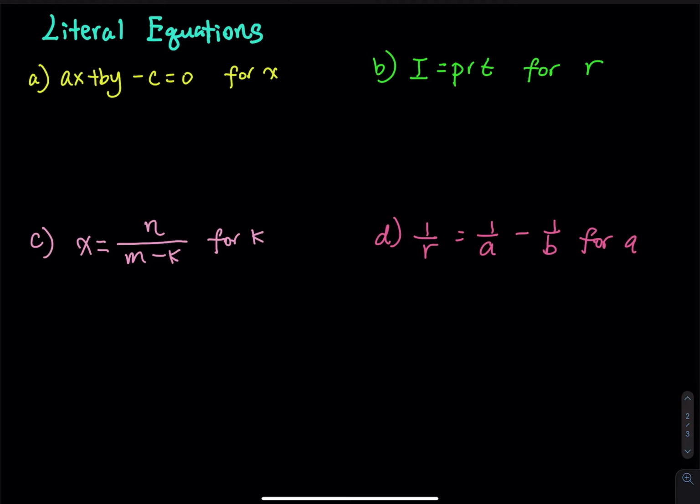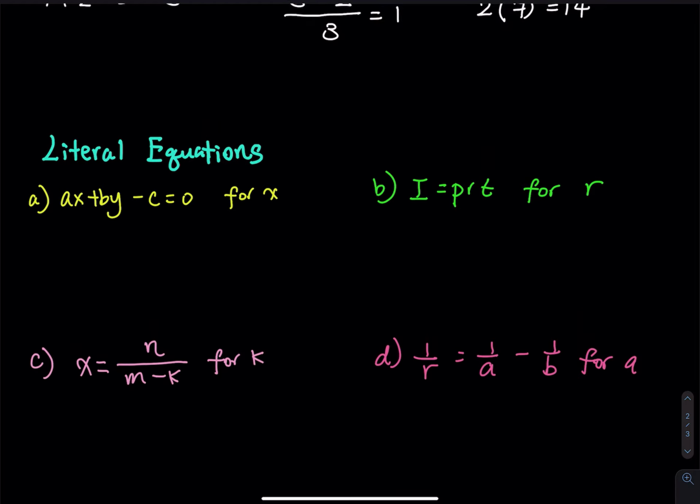In this literal equations exercise, what I want you to do is read the equation and then isolate the indicated variable on one side. So for example, in part A, ax plus by minus c equals 0, I want you to isolate x on one side. Before we get into that, let's do 3 simple practices.